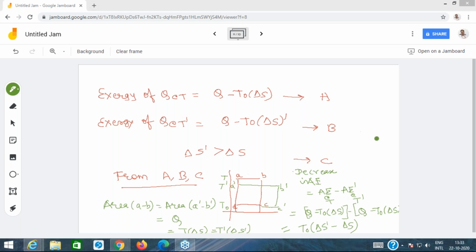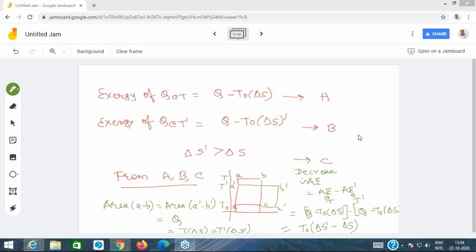So what has happened to the available energy? The available energy has now decreased, available energy 1 minus available energy 2, or available energy minus available energy dash, which becomes equal to T naught times delta S dash minus delta S. Okay. So need to be clear that there is a decrease in available energy. There is a destruction of exergy. Why has the exergy been destroyed? The exergy has been destroyed because of irreversible heat transfer. And what is the irreversible heat transfer? Irreversible heat transfer is the heat transfer across a finite temperature difference.